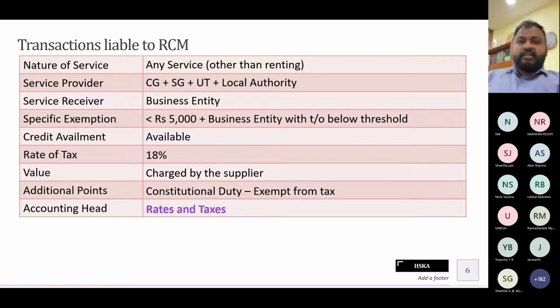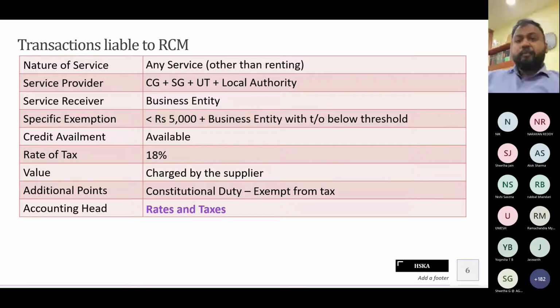If the value of the service is less than 5,000 rupees, you are not required to pay tax under reverse charge mechanism. Okay. Second, if you are a business entity having a turnover in the last year below the threshold limit, the same discussion we had for legal services, even then, even if you are registered under the GST law, you are not required to pay tax under reverse charge mechanism. Okay. Likewise, there are so many other exemptions which are available, like any services relating to registration. Okay, you are not required to pay tax under reverse charge mechanism.